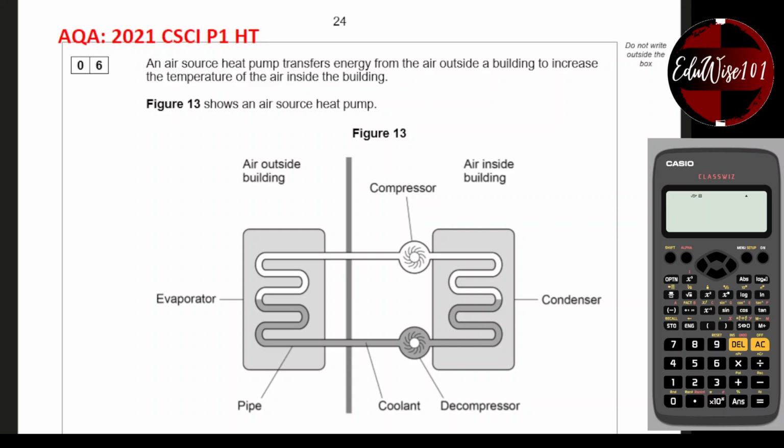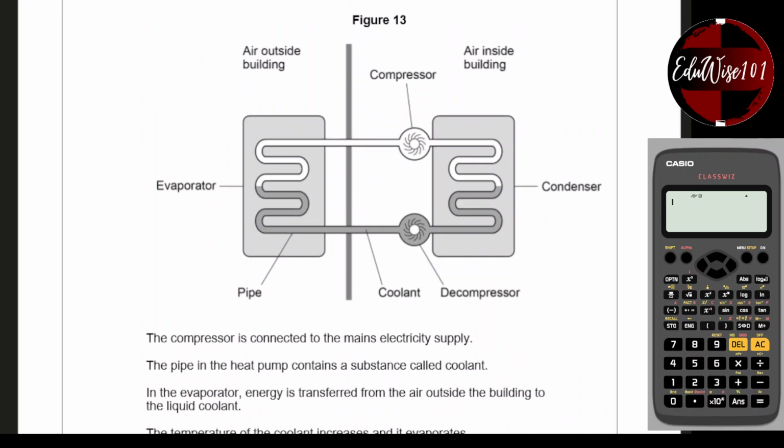Question number 6, an air source heat pump transfers energy from the air outside the building to increase the temperature of the air inside the building. So air outside the building and the air inside the building, you have a compressor and a decompressor, and the coolant is actually running through the pipes. The compressor is connected to the mains electricity supply. The pipe in the heat pump contains a substance called coolant.